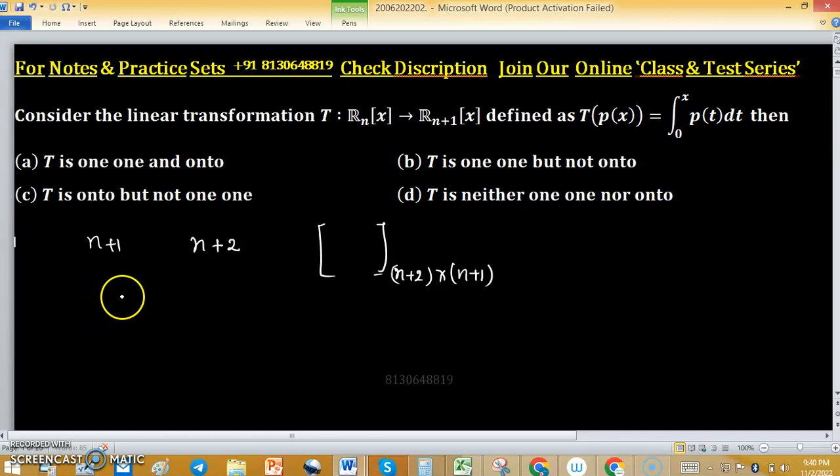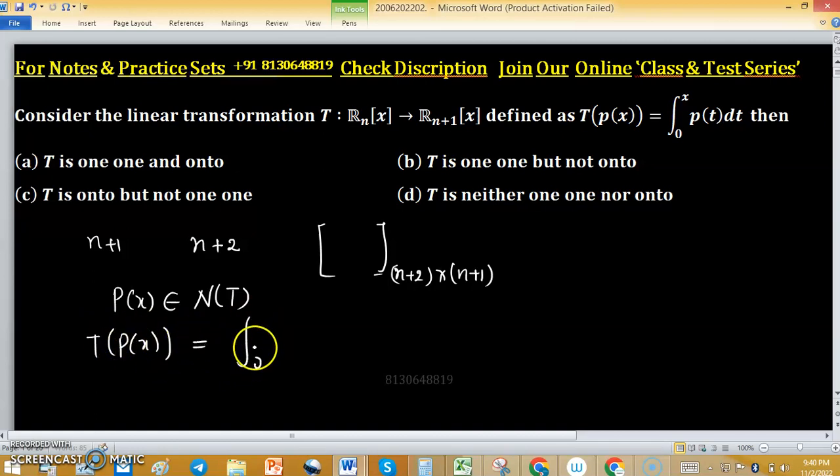So for nullity, we consider p(x) belongs to the null space of T. If this belongs to the null space of T, then according to the definition of the null space of T, we have T of p(x) will be the integration from 0 to x of p(t) dt. And here we can apply the Leibniz rule of integration. What will this be? The integral from 0 to x of p(t) dt equals 0.